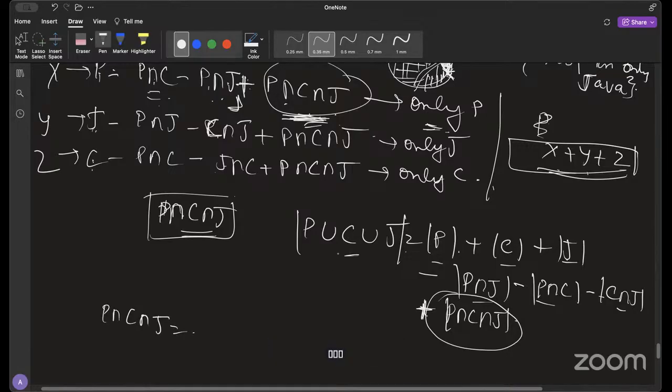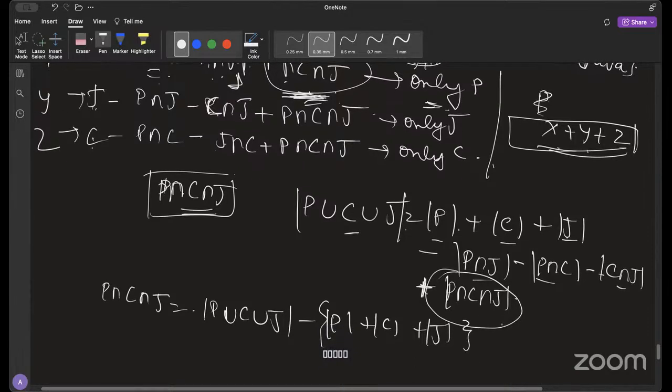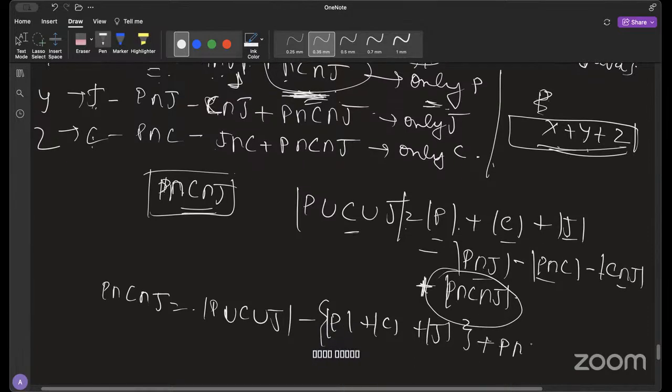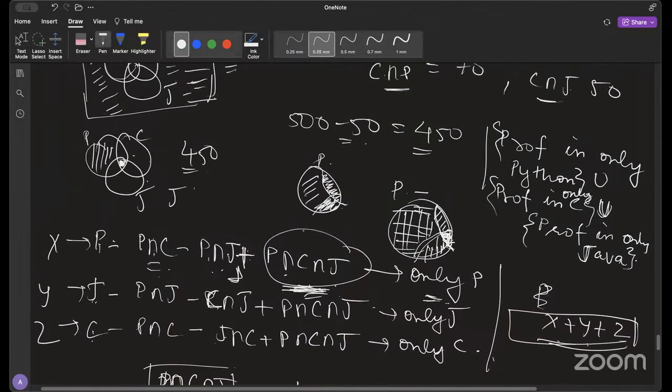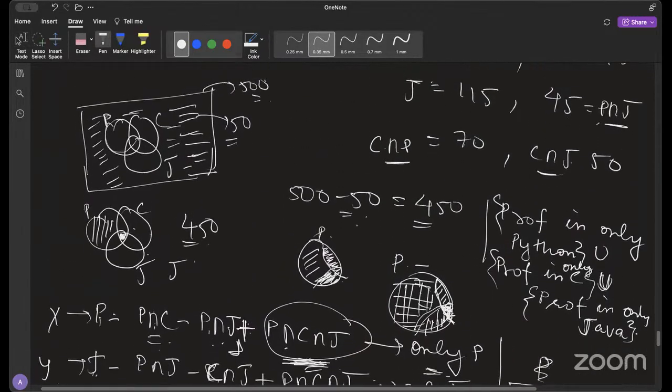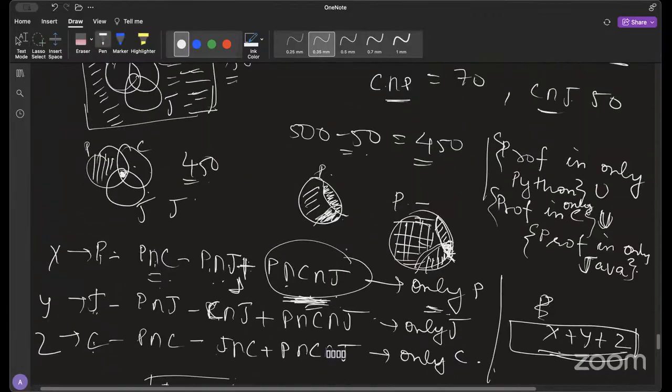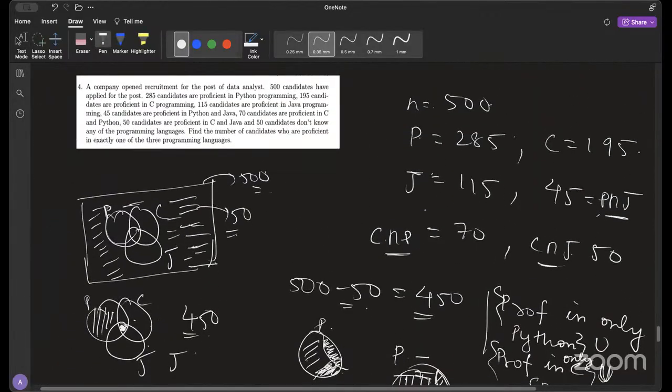So P intersection C intersection J will be this union, this thing, and then the sum of the intersections taken 2 at a time. And the union of all 3 has been given to us.